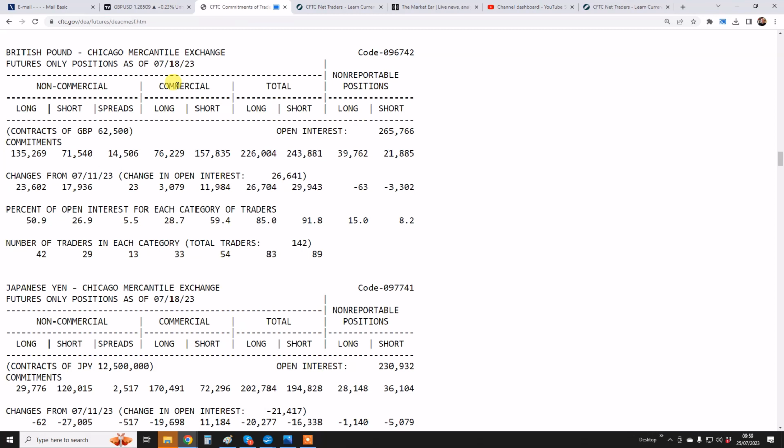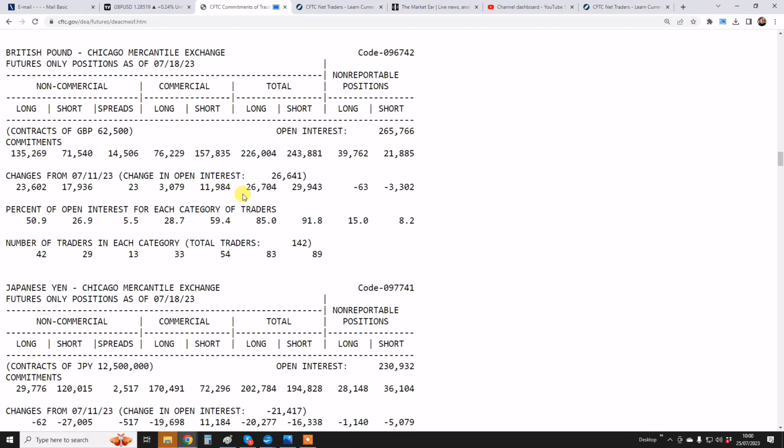Then you've got commercials. This group is really important. A lot of people who use the COT ignore the commercials. I think that's a mistake. They are basically hedgers. They're smart money at turning points. I'll explain why in a moment. Now, they're long 76,229, but they've got a far bigger short position. So they oppose the larger speculators.